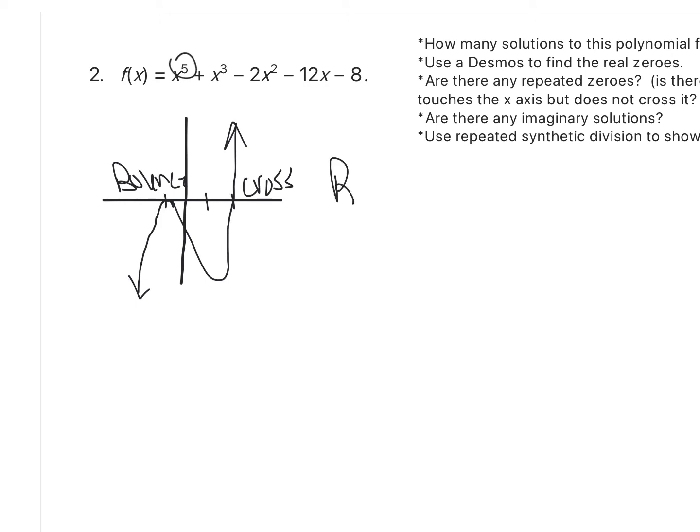So our real solutions that we know just by looking at the graph, well, at -1, it bounces. Remember, a bounce is a repeated solution, which means -1 repeats 2 times. So -1 and -1. At that bounce, that tells me it's a solution to this polynomial twice. At +2, it crosses, and at a cross, that means it just is once.